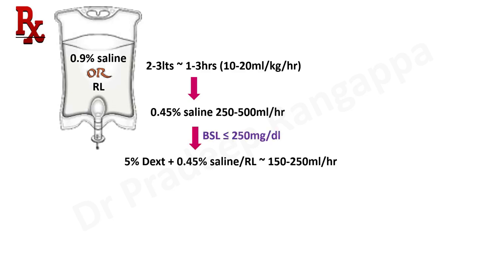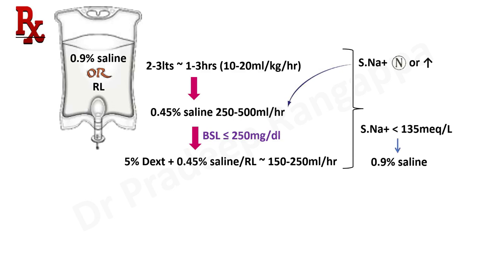And when blood sugar levels, as you slowly start insulin, come down to less than 250, it is expected that we start 5% dextrose along with, maybe alternating with, half saline or RL at 150 to 250 ml per hour. If serum sodium is normal or high, it is advisable to go for half saline. If sodium is normal, you can continue with saline or with a balanced solution like Ringer lactate, but keep an eye on the chloride, because saline has a lot of chloride. It can lead to hyperchloremic acidosis.